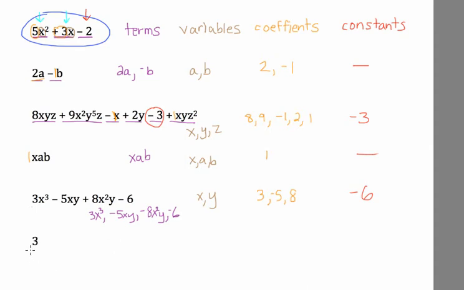The last one. There's just one term here, the 3. There are no letters, so there are no variables. Therefore, no coefficients, no numbers in front of the letters. There is just a constant term here. The constant term is 3.